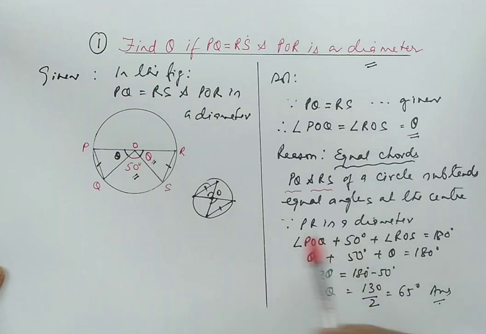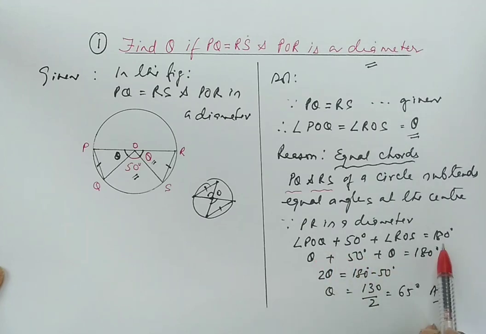Second information is because PR is a straight line, being a diameter, we add up these all and sum up them to 180 degrees, which is what we are doing. POQ equals to theta, ROS equals to theta, and this is 50 degrees, which means 2 theta is equal to 180 minus 50 degrees. When you bring this to the right hand side, this is 130 degrees divided by 2, and so we have found our theta equals to 65 degrees. So I hope this is not so difficult to understand.